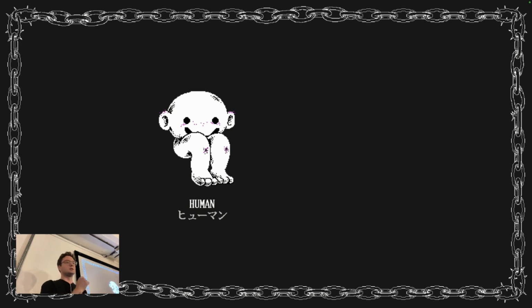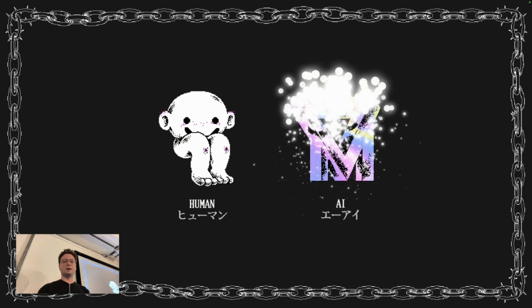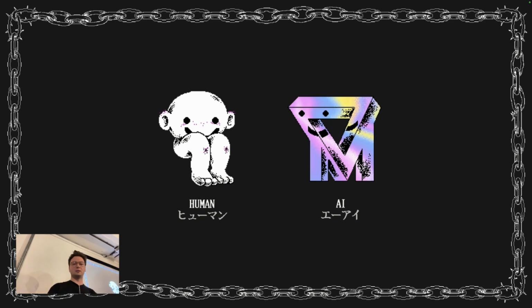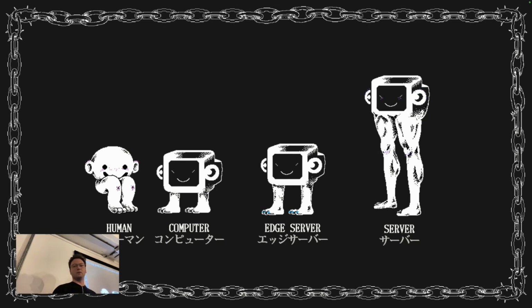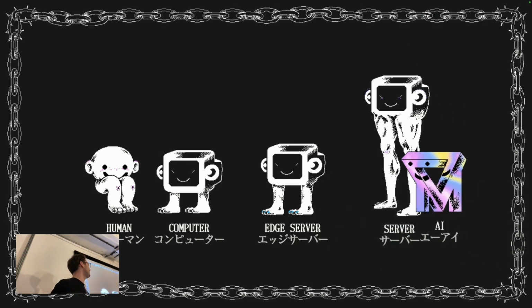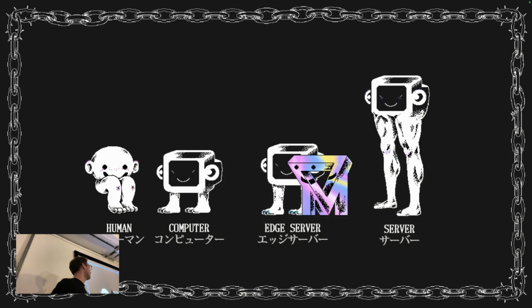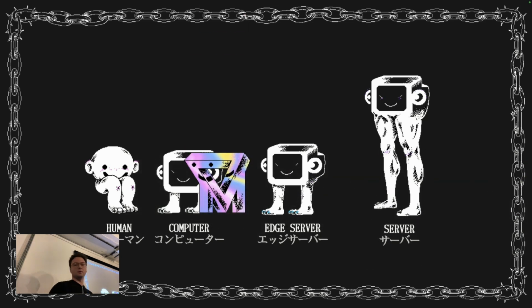What is going to happen next? Well, there's one thing that we cannot ignore, the big elephant in the room, and that is AI, right? I didn't want to mention it, but it's there. So the question is where is AI going to live, right? Is it going to live here? Maybe it's going to live somewhere here on the edge, or maybe it's going to be on your computer, right?